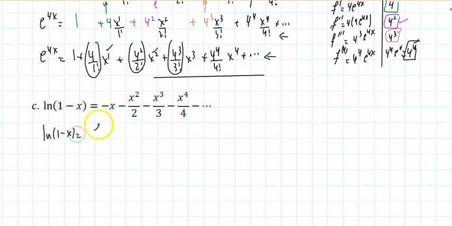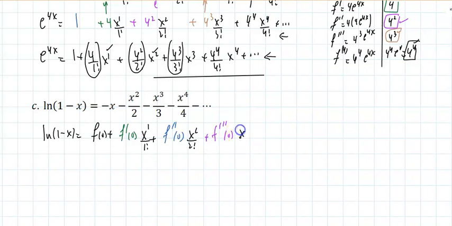ln of 1 minus x is f of 0 plus f prime of 0 times x to the 1 over 1 factorial plus f double prime of 0 times x squared over 2 factorial plus f triple prime of 0 x cubed over 3 factorial, and the list goes on. Maybe one more, just for the heck of it. Plus the fourth derivative at 0 times x to the 4 over 4 factorial. So I need to make my list. Here it is.